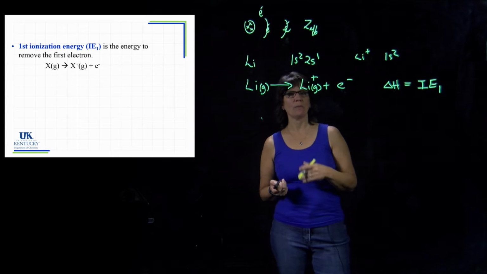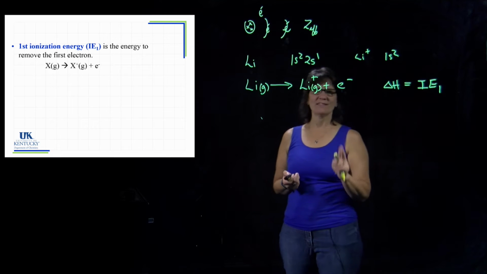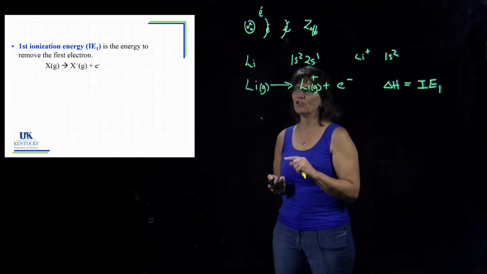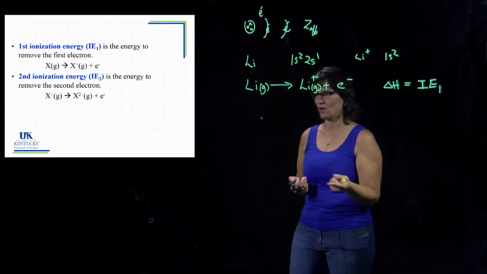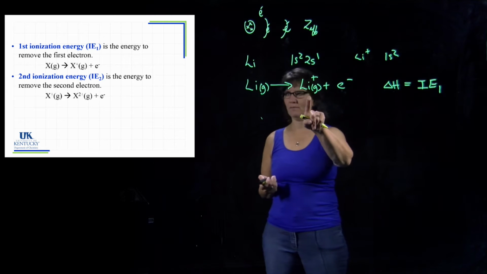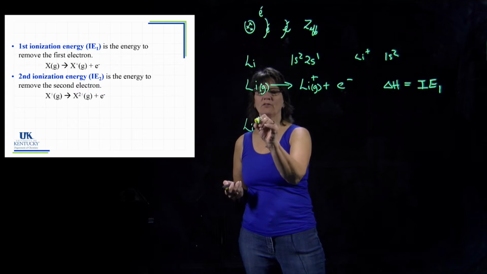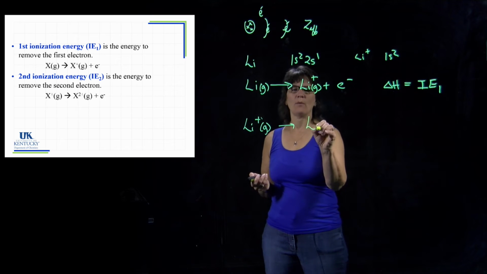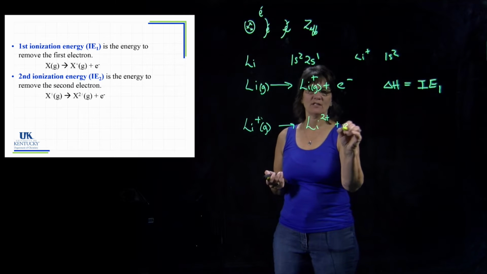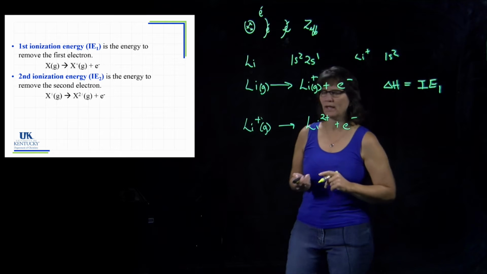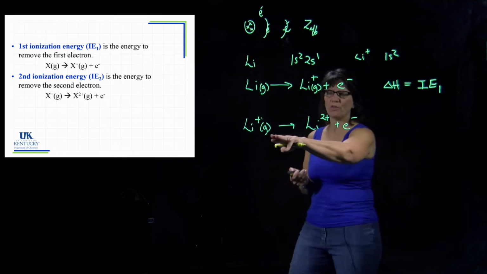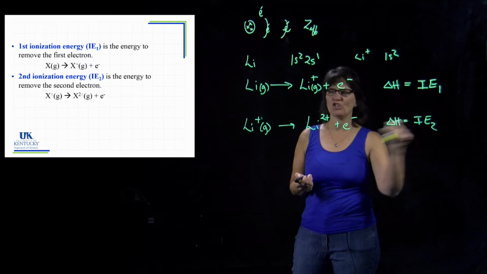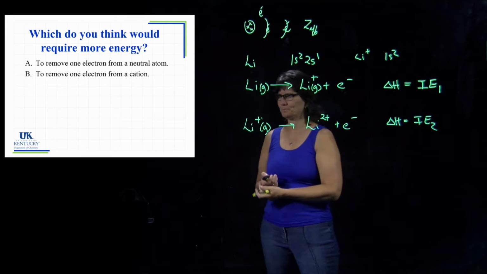We could also talk about the second ionization energy. The second ionization energy is not the energy to remove 2 electrons, it's the energy to remove the second electron. So you start with this guy, for example, Li+, in the gas state, and now we're going to say let's pull off another electron. So now we're going down to 2+, and it's still just the removal of 1 electron. So the energy associated with this reaction would be called the second ionization energy for lithium.